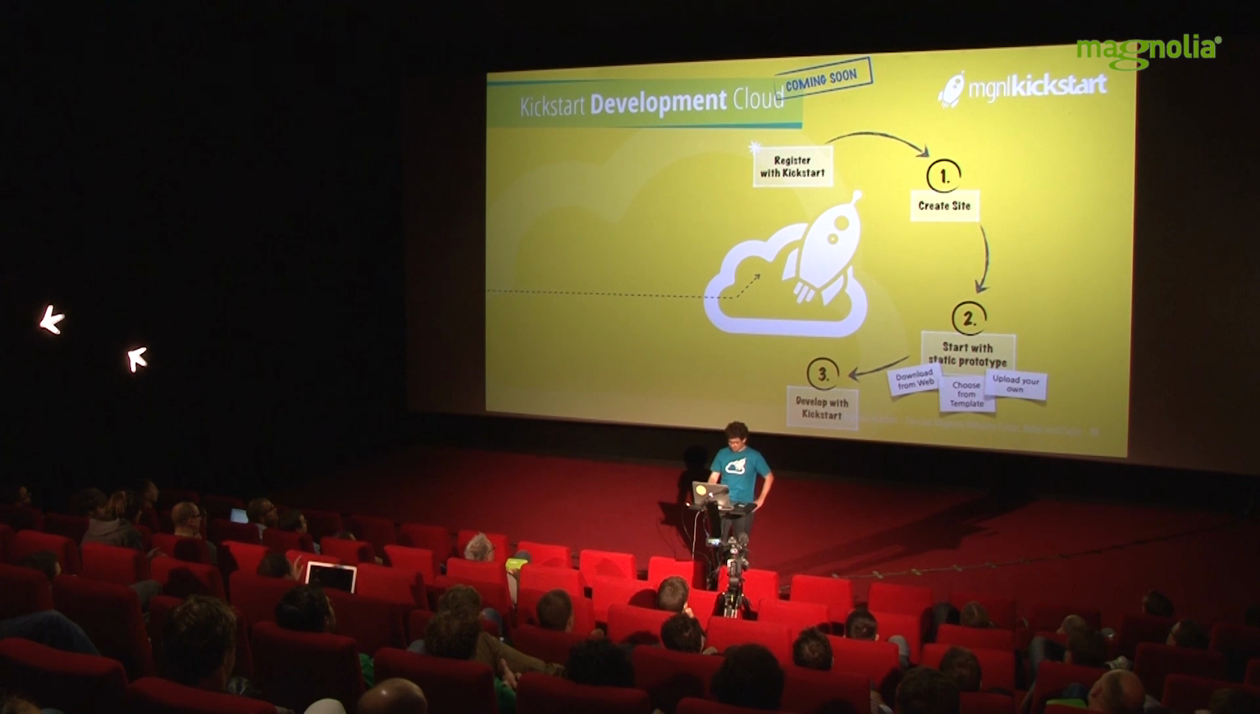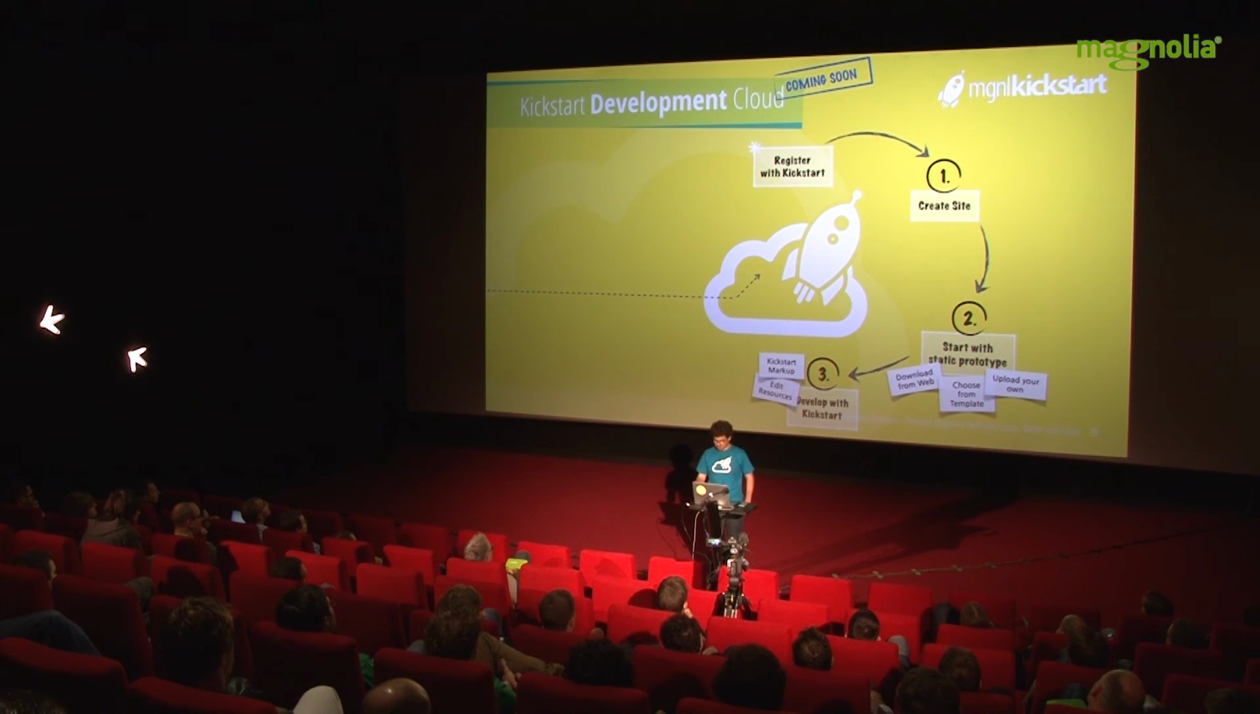Then the next step is, again, to check out locally using WebDAV. Then you add your Kickstart markup, edit your resources, and this is a regular Kickstart Magnolia development process.